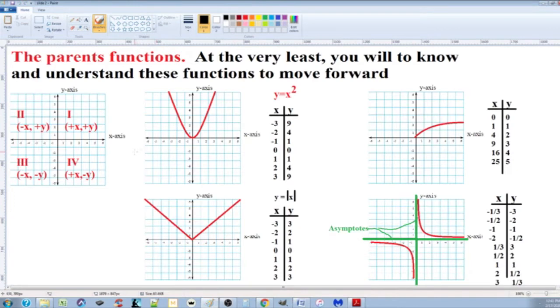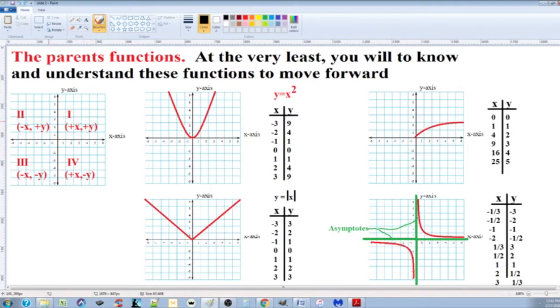These are the parent functions. These are the only functions that you should essentially memorize, where they start and some of their basic numbers. Now on the left, it's also very important that you understand these 4 quadrants, and I'm sure you probably already do. So quadrant 1 only has positive x values and only has positive y values. Anything in this area, the x's will always be plus and the y's will always be plus.